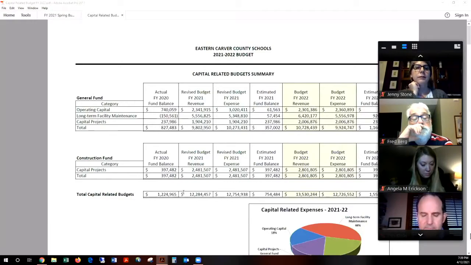So each year, as you know, we must establish budget for all funds. The capital related budget is just one portion of our budget, which typically we had approved early in the budget cycle to allow time for bidding projects. This year, we're not going to have any major bidding projects, but the capital related budget includes operating capital, long-term facility maintenance for health and safety and deferred maintenance, and capital projects, or as so many people know it, the security and tech levy.